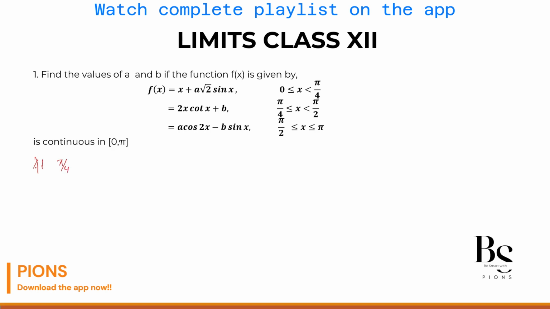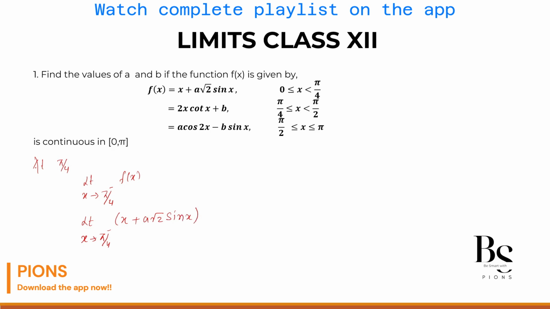First of all, left hand limit. So limit x tending to pi by 4 minus of function of x. Pi by 4 minus means on the left hand side of pi by 4. LHL of pi by 4, that is pi by 4 minus. Now what will you do? Now you will call the function. What is the corresponding function for the left hand limit? This one. So if this is the corresponding function, we can rewrite it as limit x tending to pi by 4 negative of x plus a root 2 sin x. I hope this is clear.